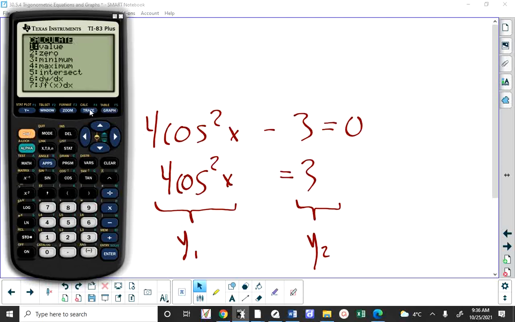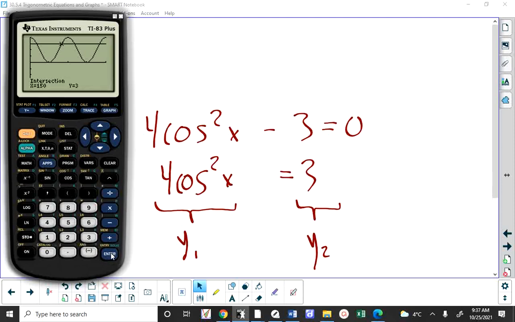If I go to my Calculate menu, which is second trace, and choose Intersect, all I have to do is put my cursor close, I'll just use this one, close to one of the x-intercepts that I care about. And then I can close my eyes and hit enter 3 times, as long as all you have are 2 functions in your calculator. If you have 3 or 4, then it gets messy. So all I have to do now is hit enter, enter, enter. I don't have to scroll around.